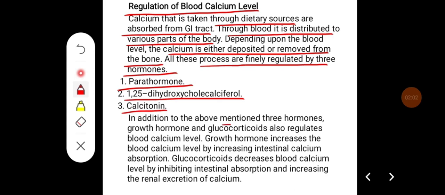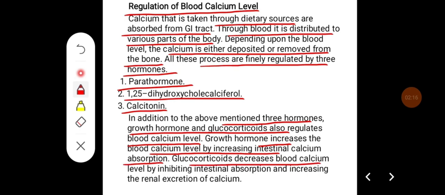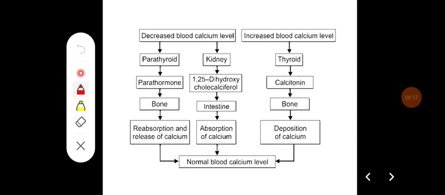In addition to the above mentioned three hormones, growth hormone and glucocorticoids also regulate blood calcium level. Growth hormone increases blood calcium level by increasing intestinal calcium absorption. Glucocorticoids decrease blood calcium level by inhibiting intestinal absorption and increasing renal excretion of calcium. This is how serum calcium levels are regulated.